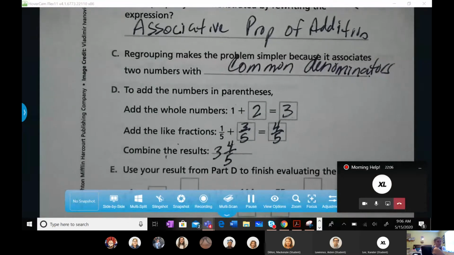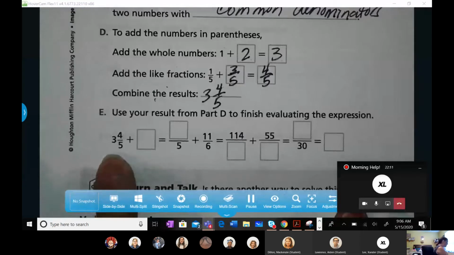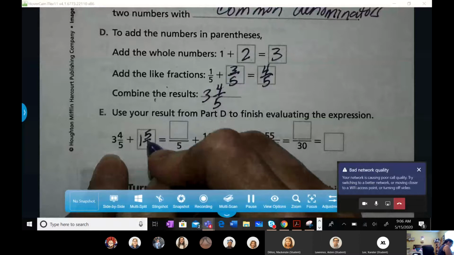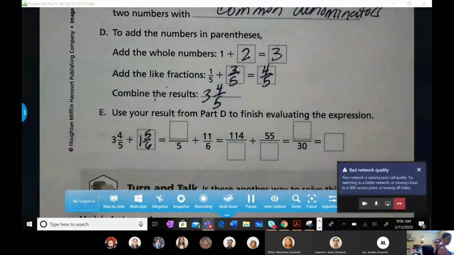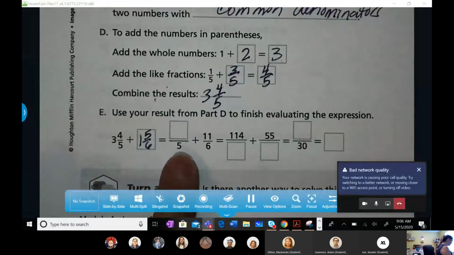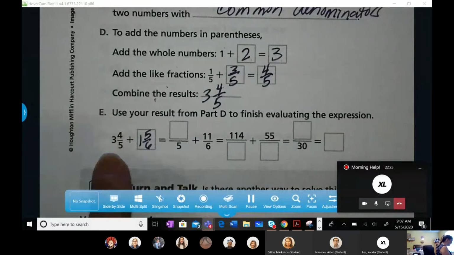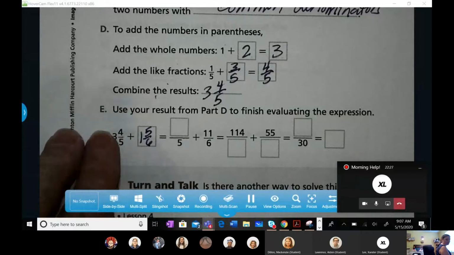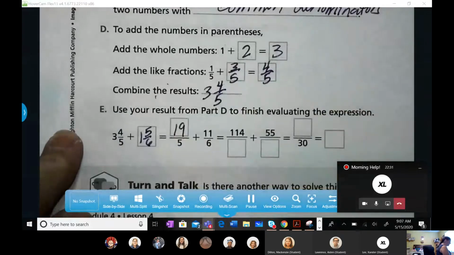So then see, they brought down the 3 and 4/5. We're going to bring down the 1 and 5/6. And now we have to find those common denominators. So what they did first was they converted them to a fraction greater than 1. So if you remember, 3 times 5 is 15, plus 4 gives me 19.